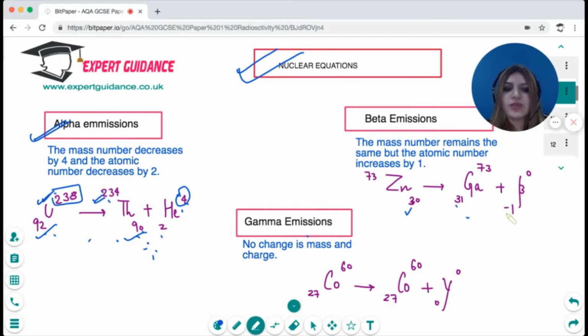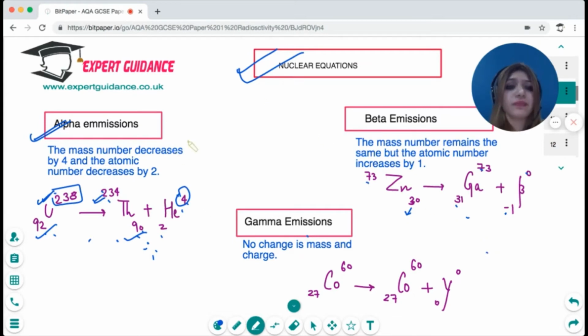30, so 31 minus 1 gives 30, 73 plus 0 is 73, okay? So in balancing a nuclear equation, you just have to make sure that the atomic numbers and the mass numbers are the same, or the sum of the atomic numbers and the mass numbers on each of the sides are the same. So that is why whenever an alpha particle is emitted, the atomic number decreases by 2 and the mass number by 4. In beta, the mass number shows no change, but the atomic number increases by 1, and in gamma, no change.